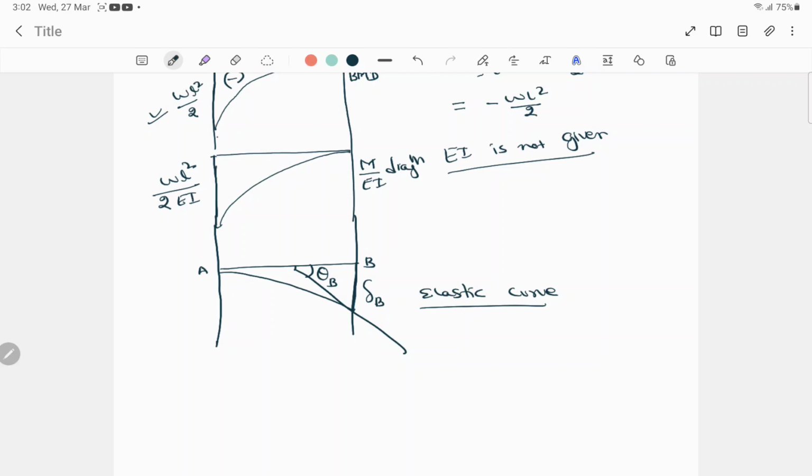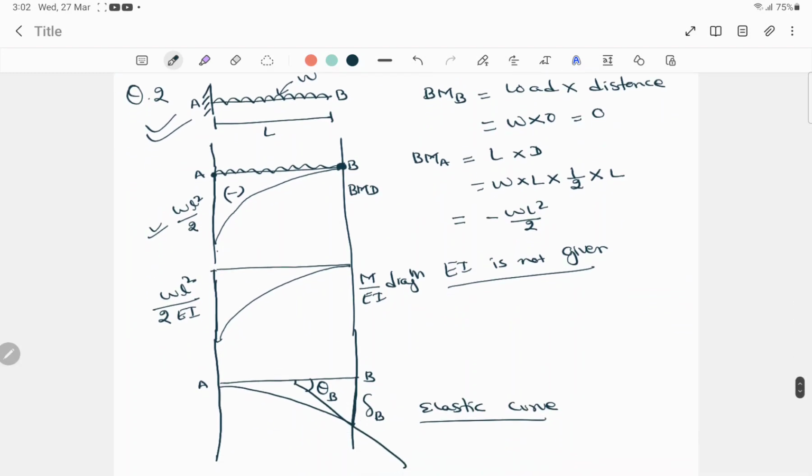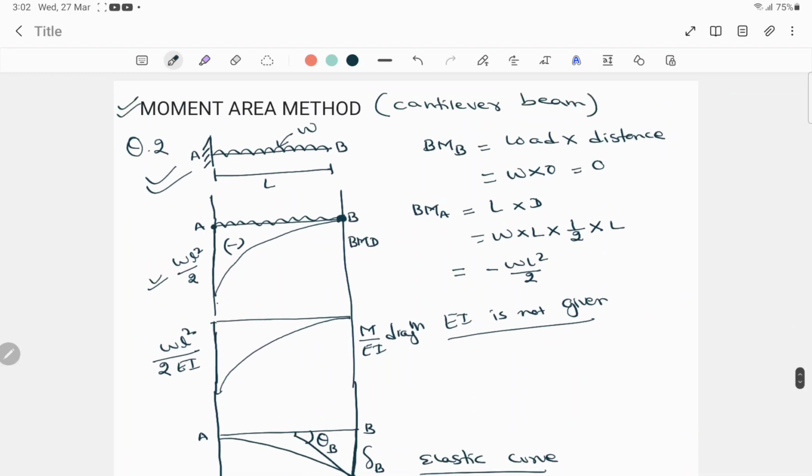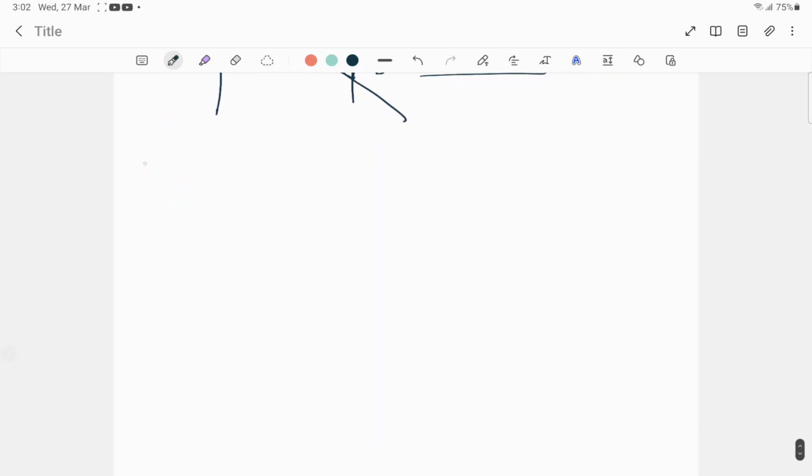Now we'll start with the problem. Here, using the moment area method, we have to find the slope as well as the deflection for this type of beam. Now we'll start with the slope. That is the first theorem. The first theorem is used for finding the slope, and slope is denoted by this theta term.